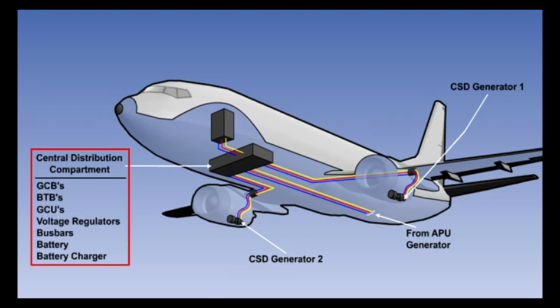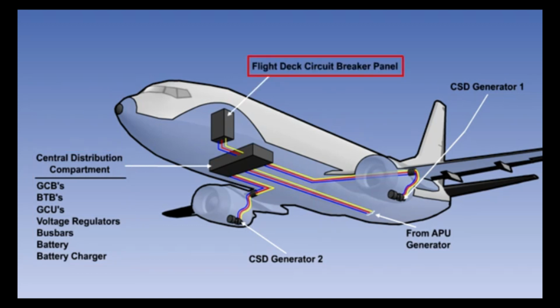This distribution compartment will house many of the components we have already seen, including generator control breakers, bus tie breakers, generator control units, voltage regulators, main busbars, the battery and the battery charger. Busbar extensions may be found on the flight deck behind the circuit breaker panels.